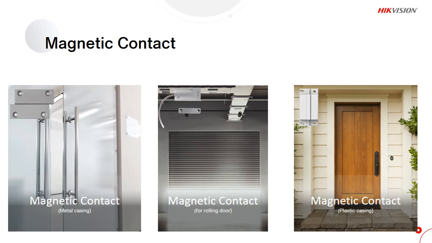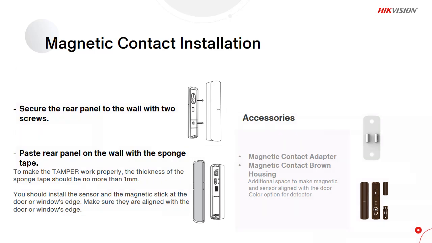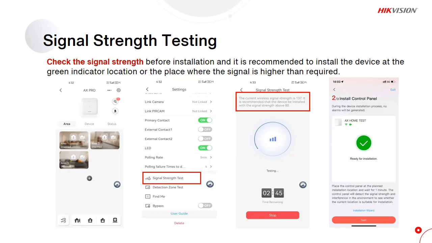Next, we can choose the magnetic contacts for different doors. To install a magnetic contact, we need to secure the rear panel to the wall with 2 screws as the picture indicates. Then we need to paste the rear panel on the wall with the sponge tape. To make the tamper work properly, the thickness of the sponge tape should be no more than 1 millimeter. To prevent an uneven surface layer of the door frame from affecting the sensor, we could use the magnetic contact adapter.